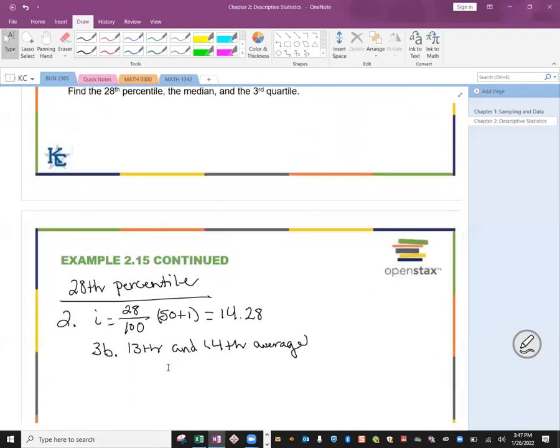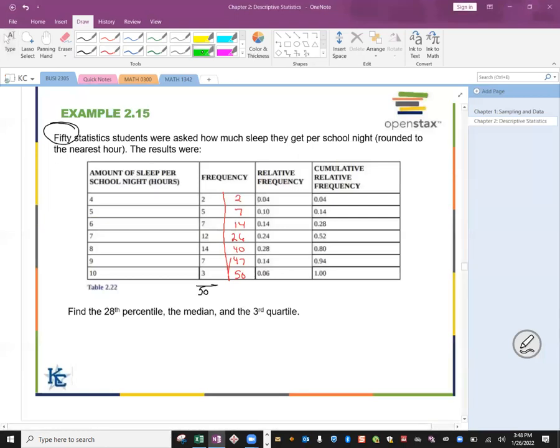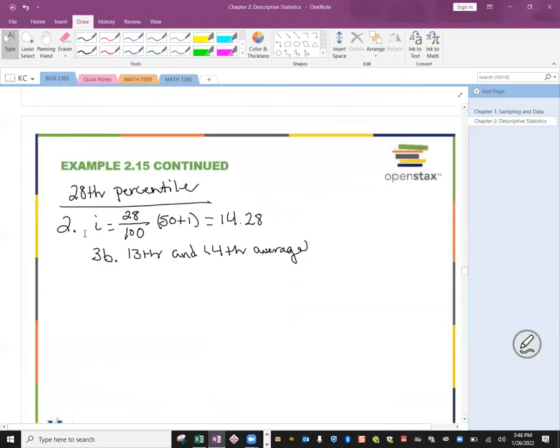So we are looking for the data values that are in the 14th and the 15th positions. If I look here, the 14th position is going to be right here, right? 14 is at the end of the cumulative frequency of 14. The 15th position is going to be right here, right? Because it is between 14 and 26. So the two values that I'm going to average are 6 and 7. So we do 6 plus 7 over 2, and so we get 6.5 for our 28th percentile.